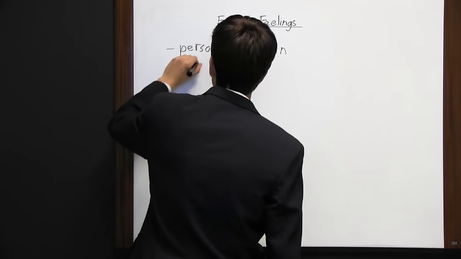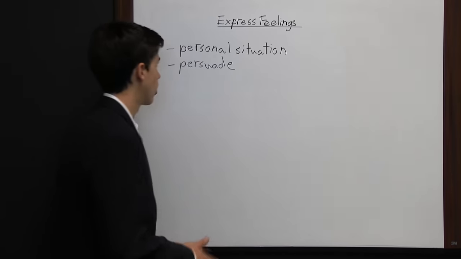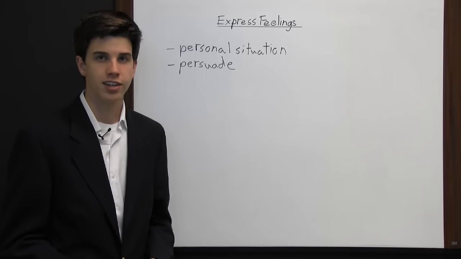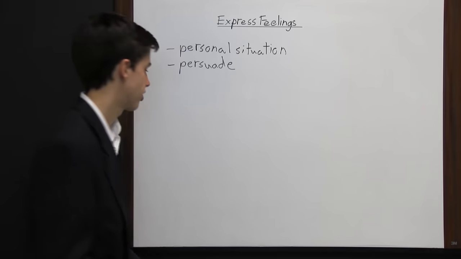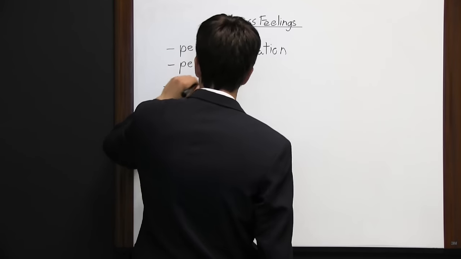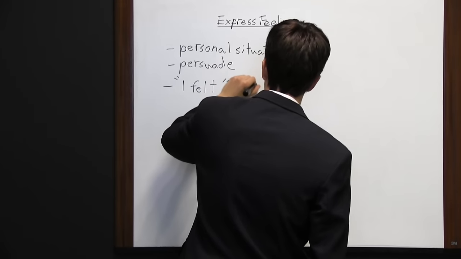Often, if a writer is trying to persuade someone, then there will also be strong feelings, as the writer is trying to arouse the emotions of the reader to get them to think a certain way or to take a certain action. You can know that a writer is trying to express feelings when they use phrases like, I felt, or I sense.